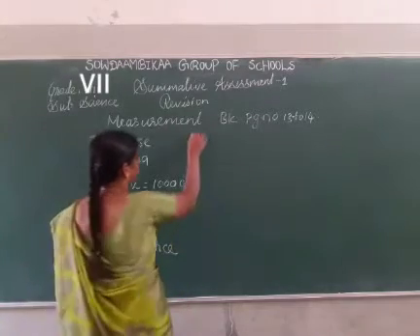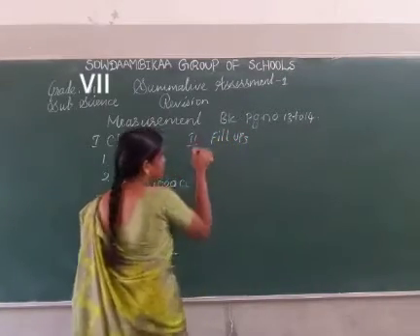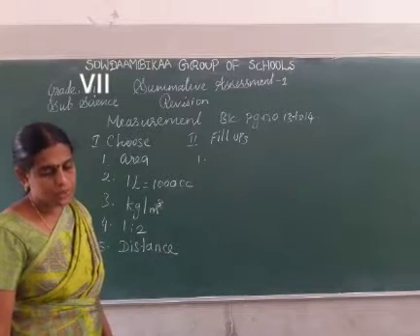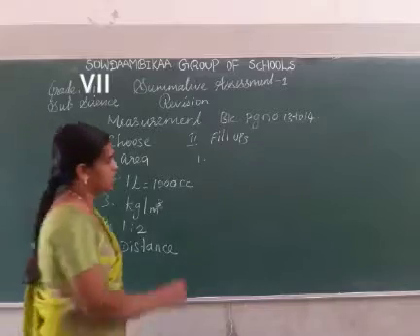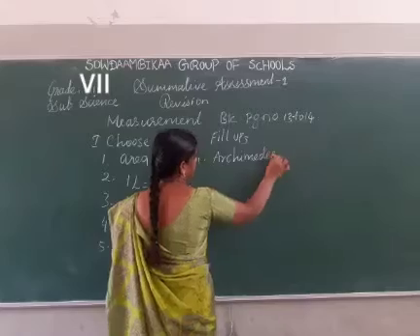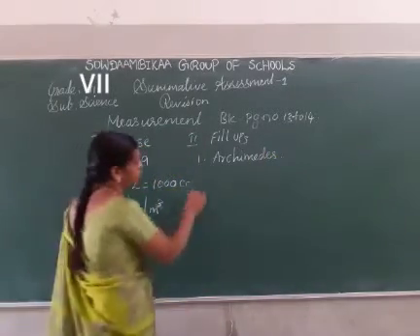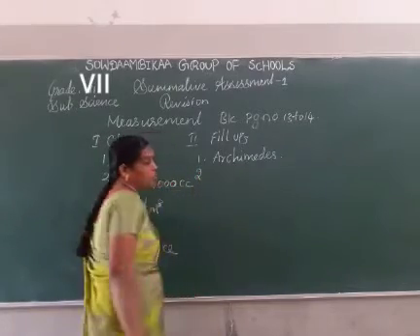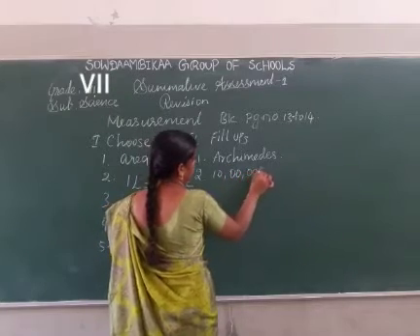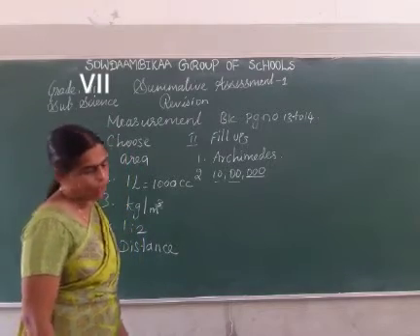Next, we see the fill in the blanks. Roman letter 2, fill-ups. First one: the volume of irregular shaped objects is measured using the law of Archimedes. The first question answer is Archimedes. 1 cubic meter is equal to 10 lakhs. How many zeros? 1 followed by 6 zeros, 10 lakhs.